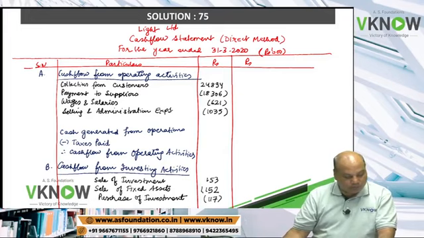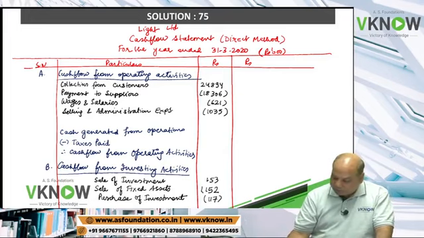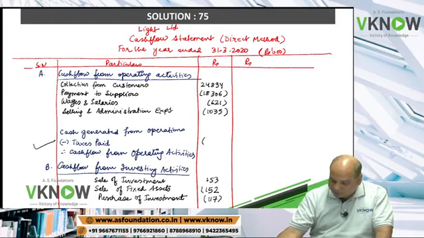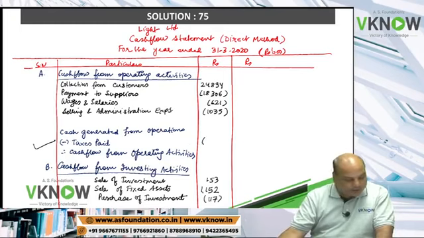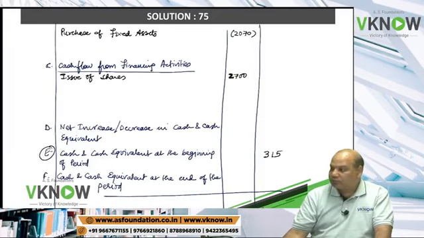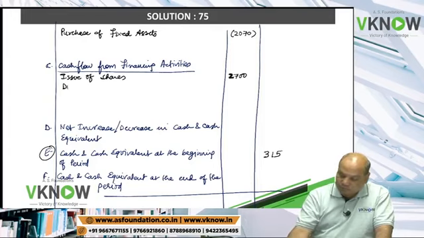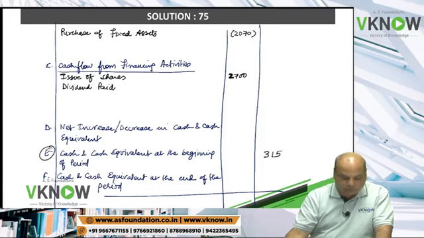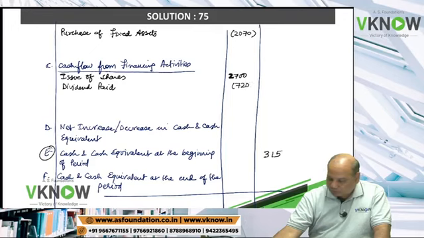Payment of income tax. Here in operating activity, less tax paid. Income tax paid 2187. Payment of dividend, financing activity. Dividend paid, financing activity, 720.